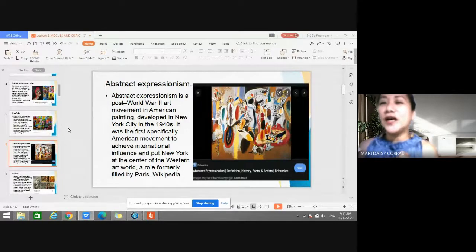So basically, abstract artworks show something where the colors are distorted, the figures are distorted, the lines are distorted, and you cannot really figure out what's on that canvas in one glance. So basically, that's abstract paint. This is an abstract painting.